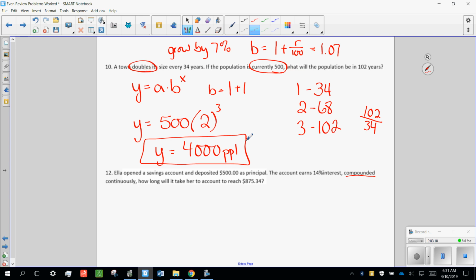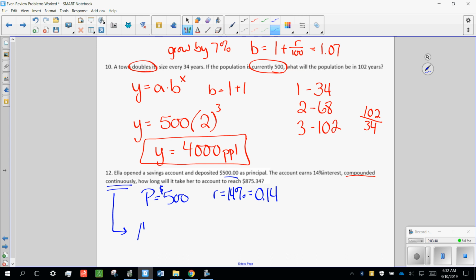So, number 12, let's talk about Ella. Ella's just opened a savings account. She's a high roller who deposited $500 as her principal. $500, good for Ella. She earns 14% interest, also good for Ella. So the interest rate is 14%, and I'm going to convert that to a decimal, 0.14. And then the big statement here, because it helps us know what equation to use, is that it's compounded continuously.